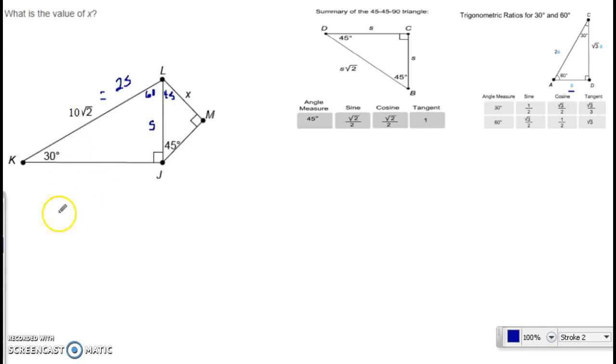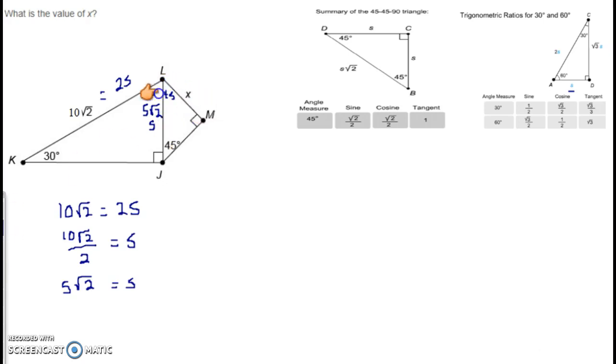So if we know that 10 times the square root of 2 is equal to 2 times S, then we can easily find S, right? We can divide both sides by 2, and S is going to be 10 times the square root of 2 divided by 2, and so that side is going to be 5 times the square root of 2.